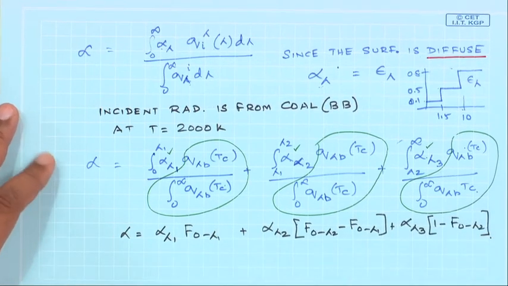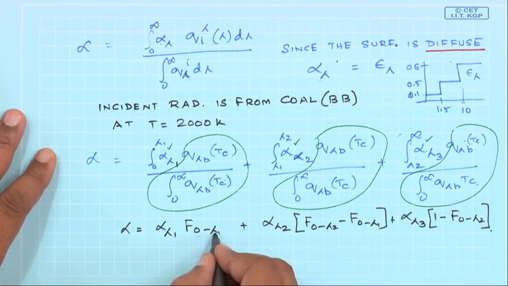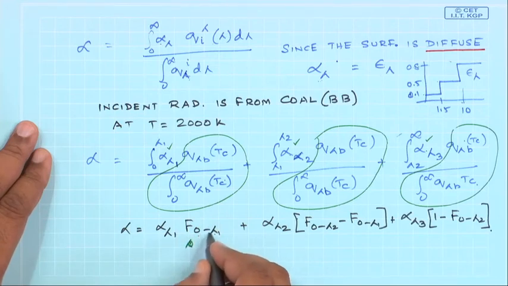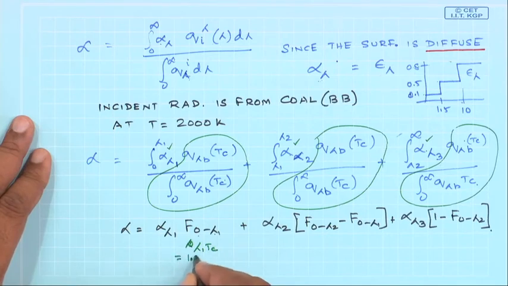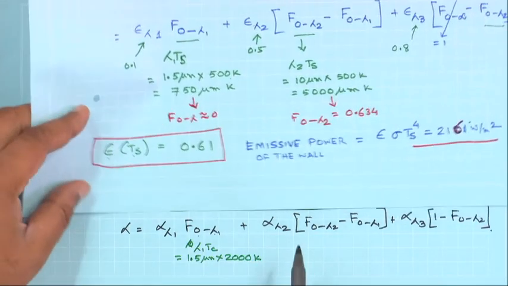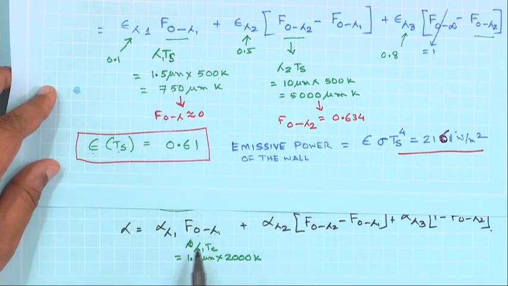What remains is then to calculate f 0 to lambda 1, but we have to keep in mind that in this case, alpha, this f 0 to lambda 1, lambda 1 T c is equal to 1.5 micron into 2000 Kelvin. This is what is different from the previous one. While we were calculating lambda 1 T s, now we are calculating lambda 1 T c.